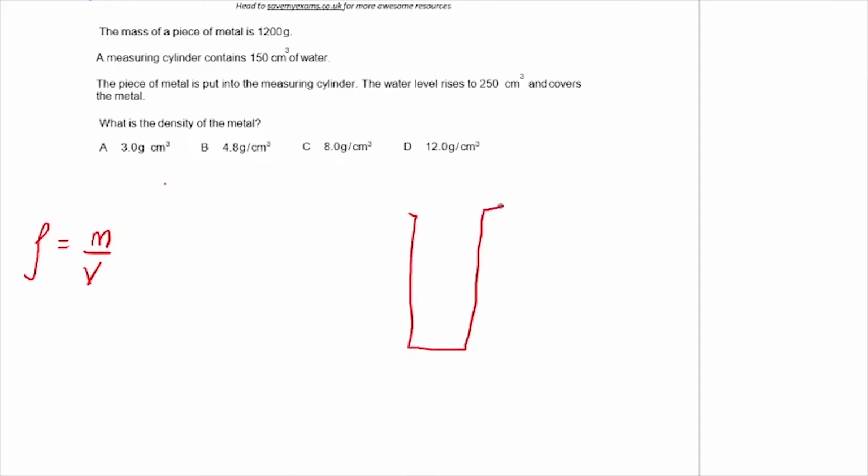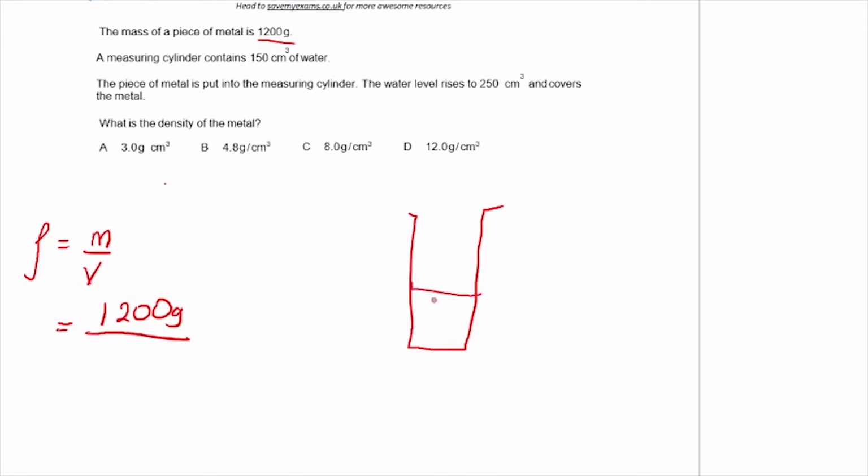First, they are saying that a piece of metal is 1,200 grams. So we already know the mass. The mass here is 1,200 grams. Divide that by the volume. Now we need to find the volume. The volume is being determined using a measuring cylinder, and they're telling us here that a measuring cylinder contains 150 centimeters cubed of water.